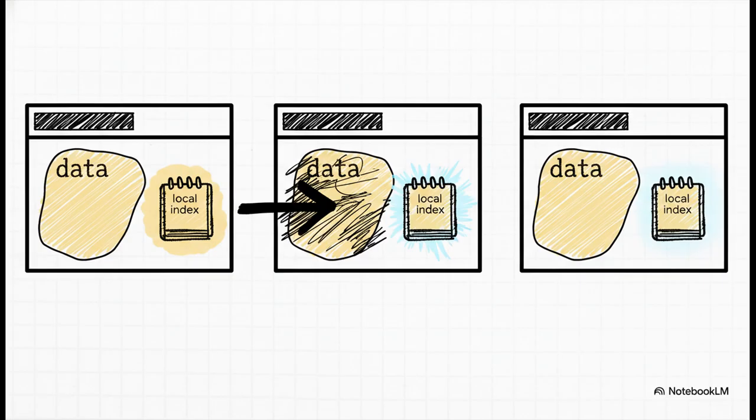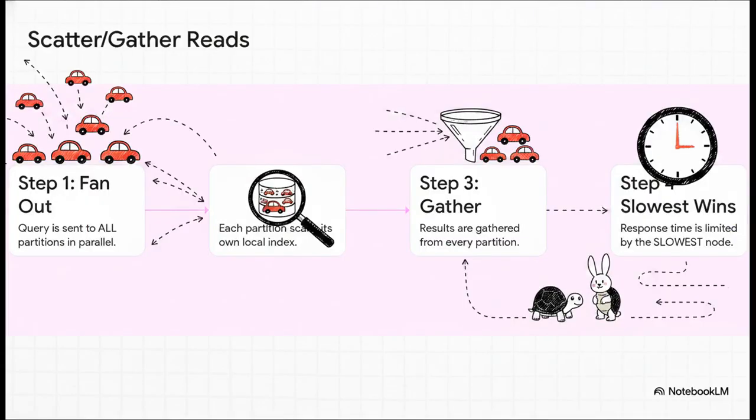This means when you write a new document, the entire operation, writing the data and updating the index, all happens on one machine. And that makes writes very, very fast and nicely self-contained. But here's the catch. To find all the red cars in your database, you now have to ask every single partition if it has any red cars.